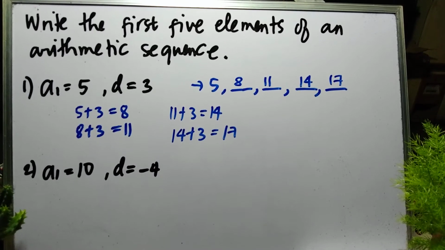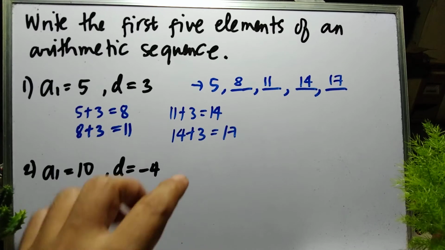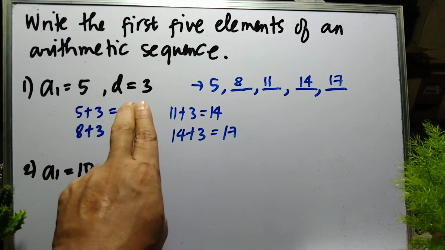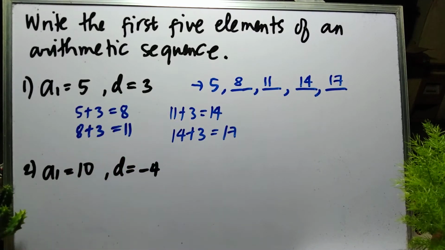Then we can still continue that one since we already knew that our common difference is 3. Okay, you can find the first 10 elements still by adding 3 to each element. Okay? So there you go.